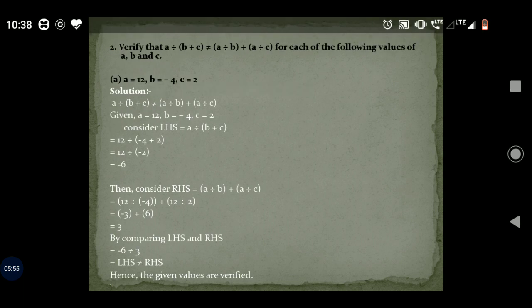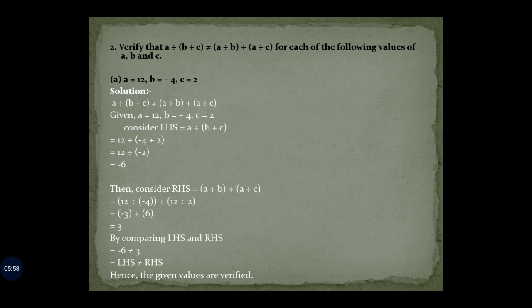Second problem. Verify that a divided by b plus c is not equal to a divided by b plus a divided by c for each of the following values of a, b and c. Question: if a is equal to 12, b is equal to minus 4 and c is equal to 2. Solution for this problem is a divided by b plus c not equal to a divided by b plus a divided by c. Given a is equal to 12, b is equal to minus 4 and c is equal to 2. Consider LHS first. a divided by b plus c.